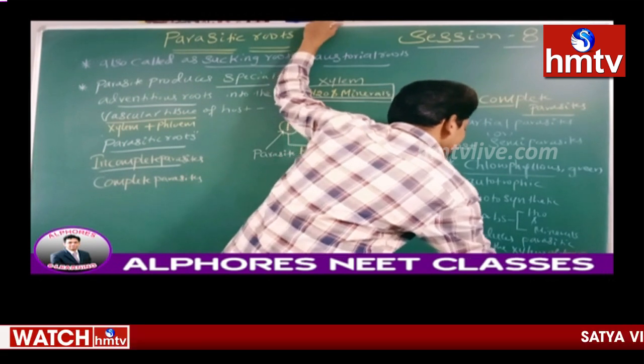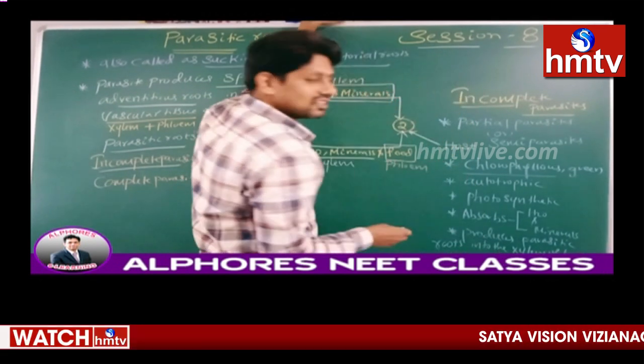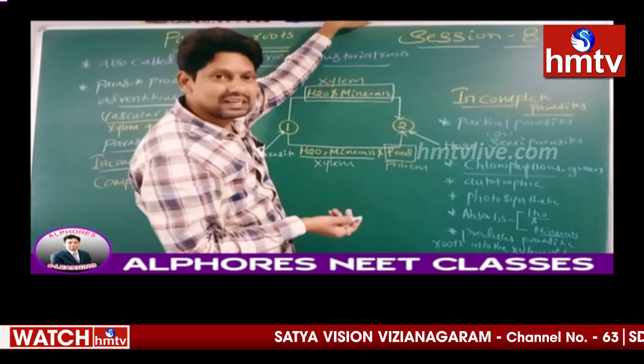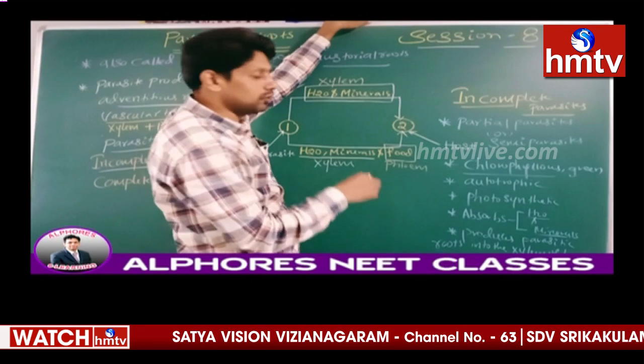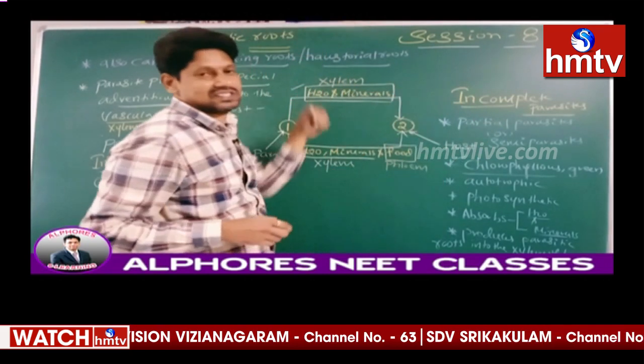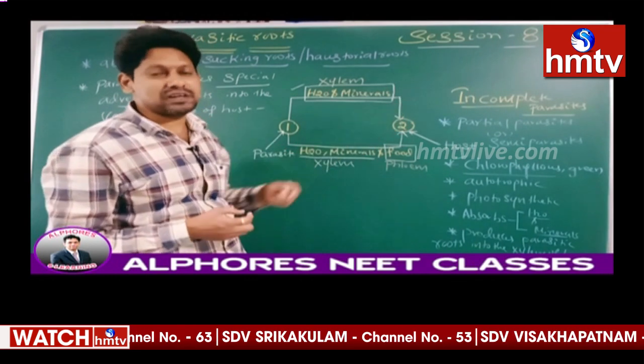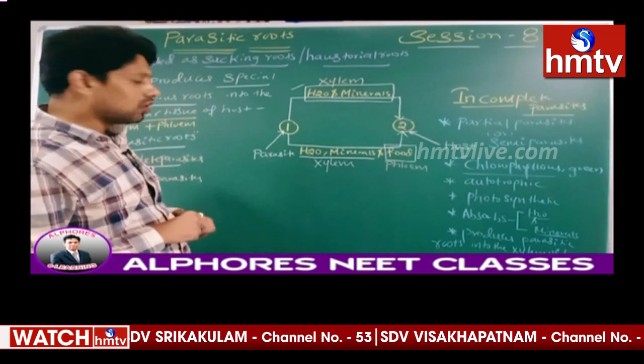Why only into the xylem of the host? Because it has to absorb only water and minerals. Why is it not absorbing food materials? Because it can prepare its own food as it is chlorophyllous. These are incomplete parasites. Now go for the second case.